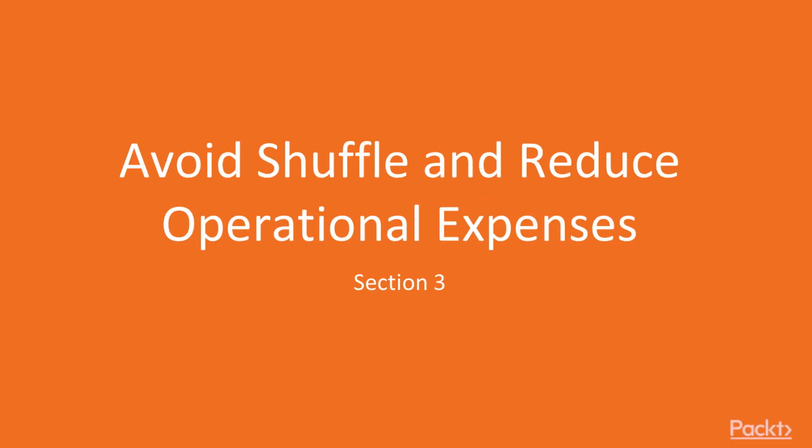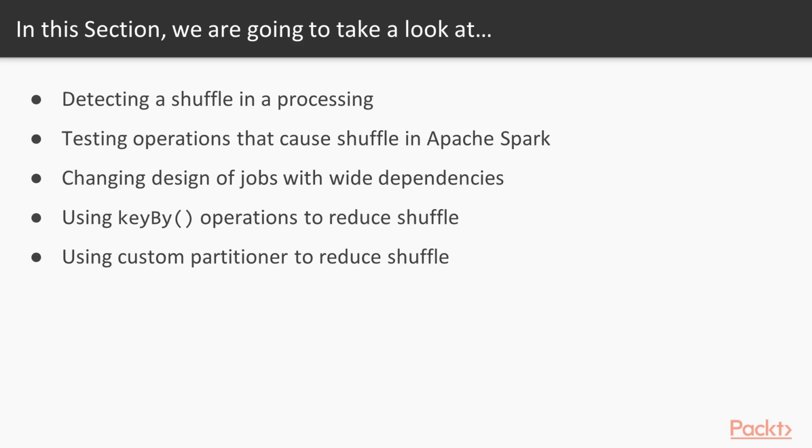Welcome to the third section of our course. In this section, we'll see how to avoid shuffle and reduce the operational expense of our jobs. We'll be detecting a shuffle in a processing. Next, we'll be testing operations that cause shuffle in Apache Spark. So we'll see when we should be very careful and which operations we should avoid.